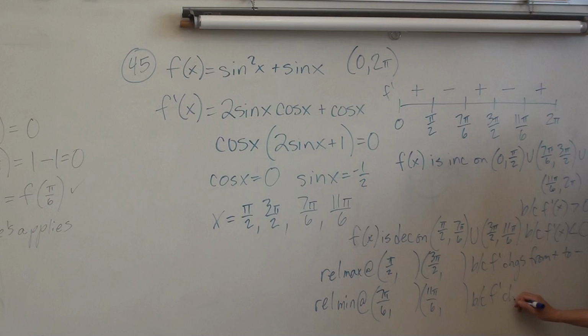Because F prime changes from negative to positive. Where do I get the y values for the relative extrema?